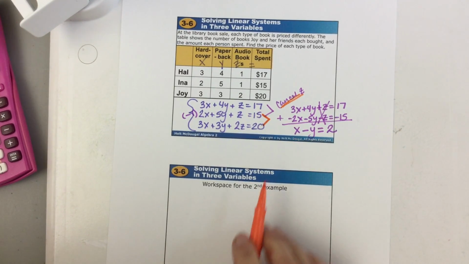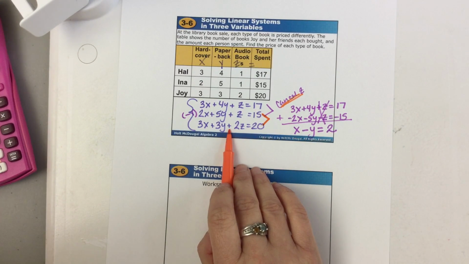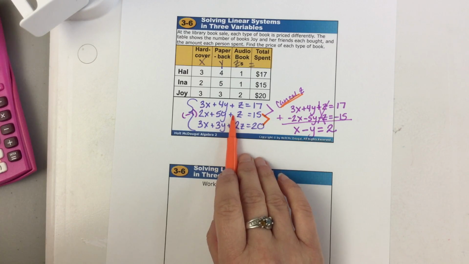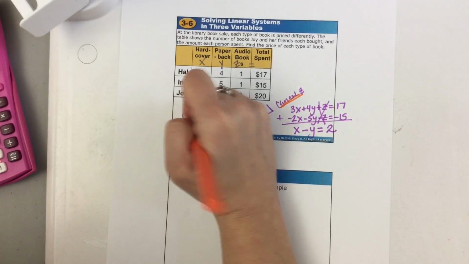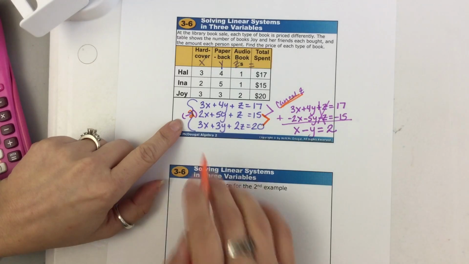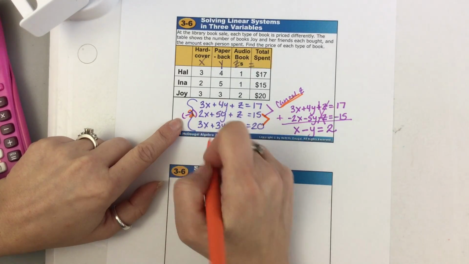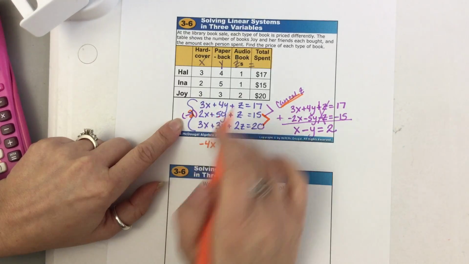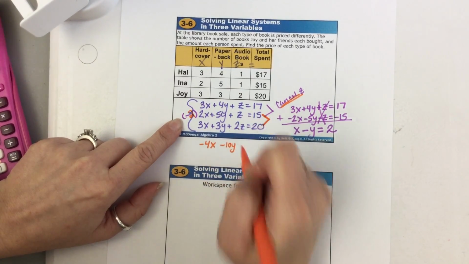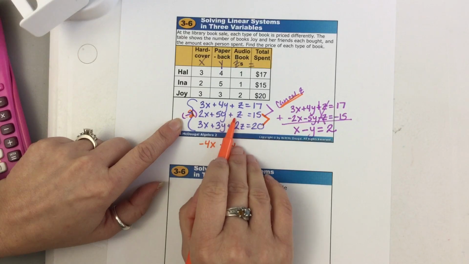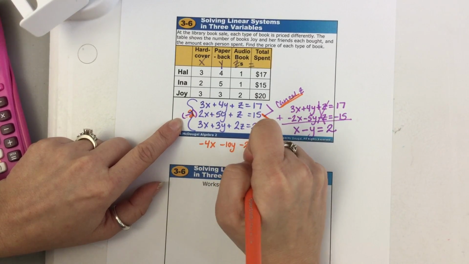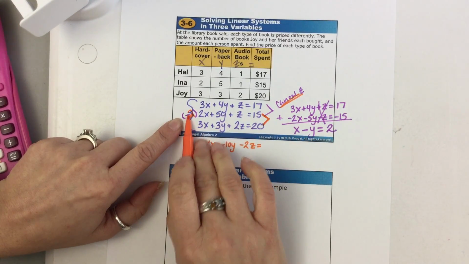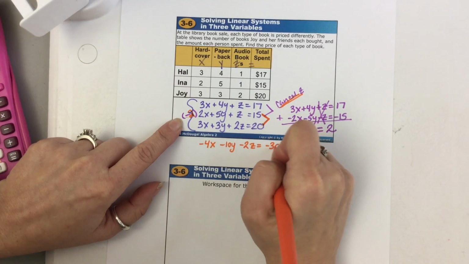So if I am canceling z, this is a positive 2z. I need to make this a negative 2z. So now I'm going to multiply the whole middle by negative 2. Negative 2 times 2x is negative 4x. Negative 2 times 5y is negative 10y. Negative 2 times positive z is negative 2z. Negative 2 times 15 is negative 30.